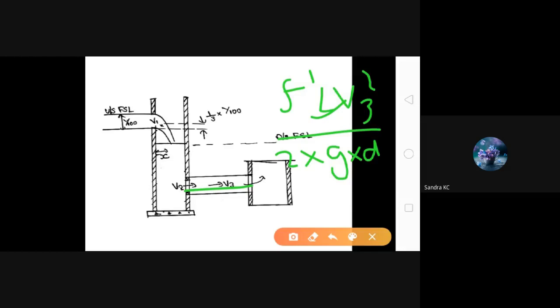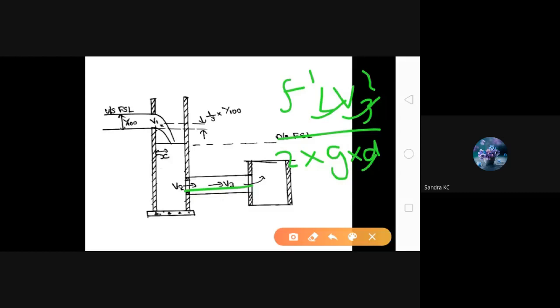Now you take the value of L as 17 meter. Okay, then the value of V3 we already know. Then here D means the diameter of the pipe. D is 1 meter. Okay, so determine the value of head loss due to frictional loss in pipe. The value of F dash is 0.012. Take the value of L as 17 meter. L means the total length of the pipe.